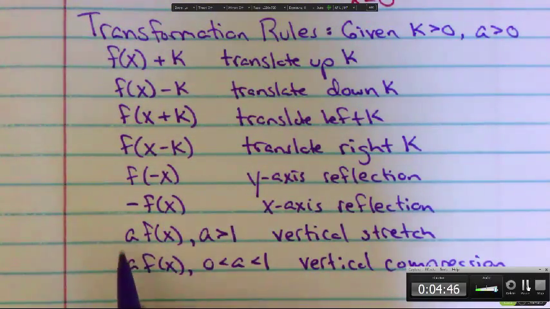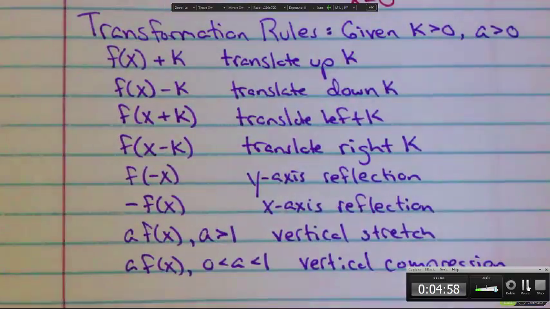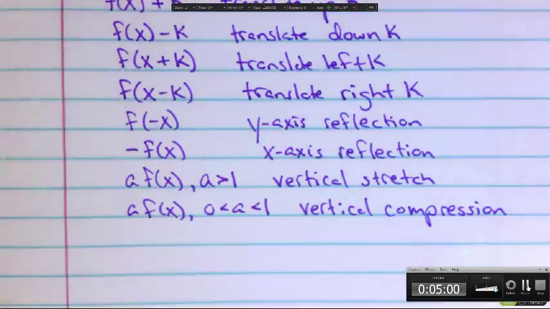And then two constant multiple rules. If you have a times f of x and a is greater than 1, that's a vertical stretch. Whereas if a is a fraction between 0 and 1 or a decimal between 0 and 1, it represents a vertical compression.